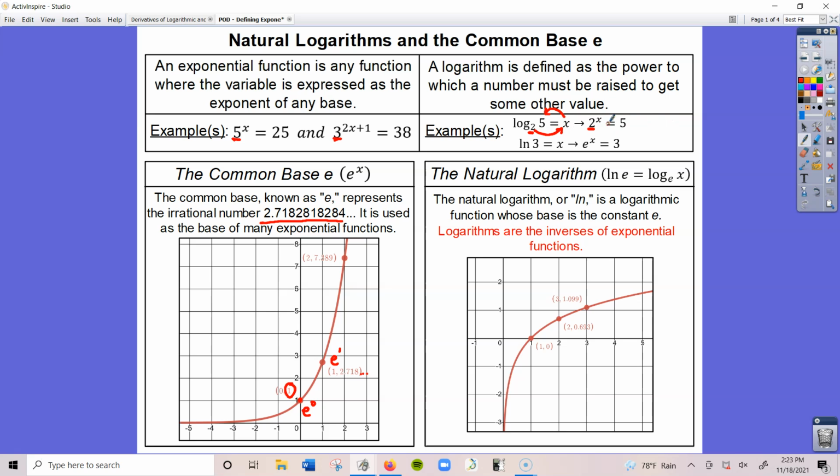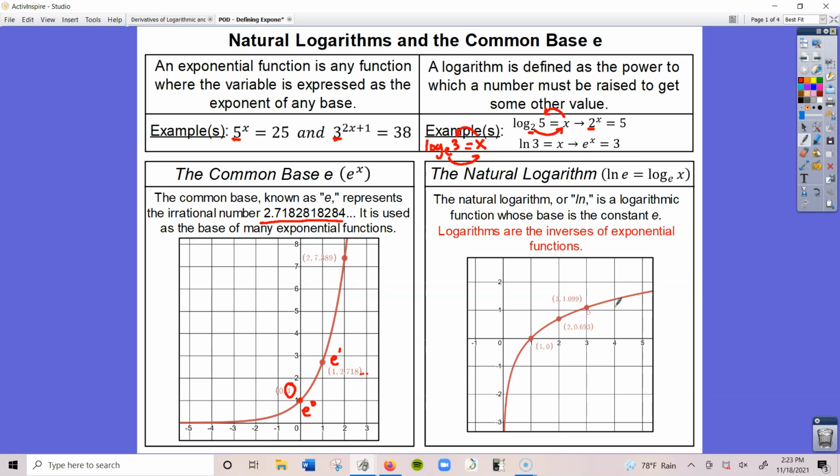Just so you can understand that a little better as well, here I have the ln of 3. Now, ln is your natural log. Basically, another way of writing ln would be log with a base e. In this case, it would be ln of 3 equals x. So if I wanted to write this as an exponential equation, it would be base e raised to what exponent is equal to 3, which is what I have here.